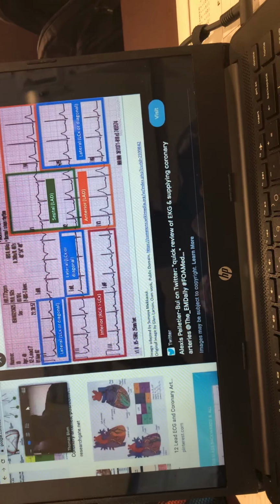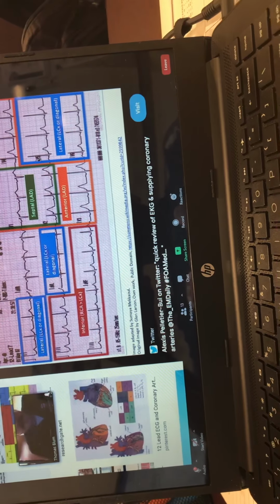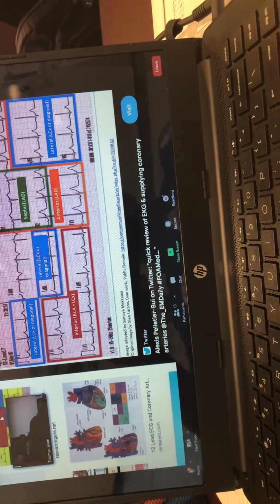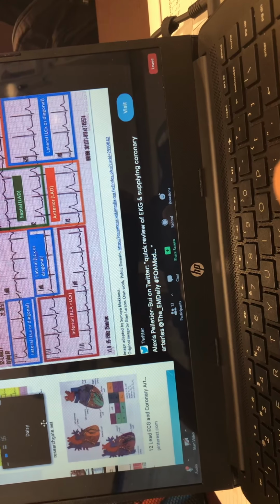Awesome. Is everybody feeling okay with the views, reciprocal, contiguous arteries that are associated? Everybody okay with that?